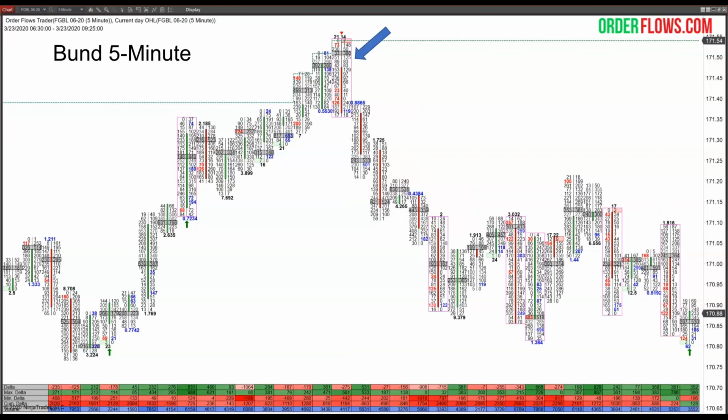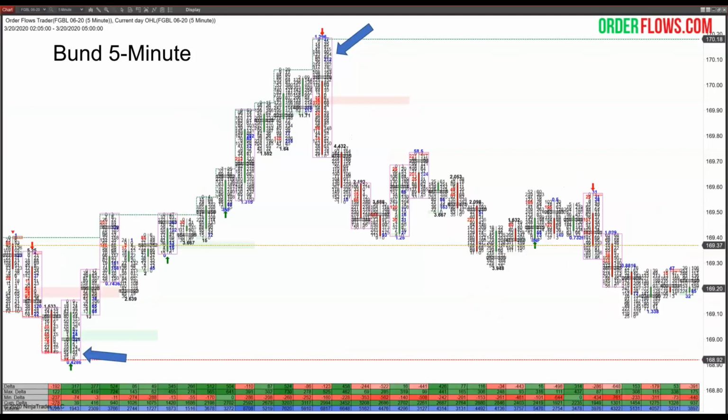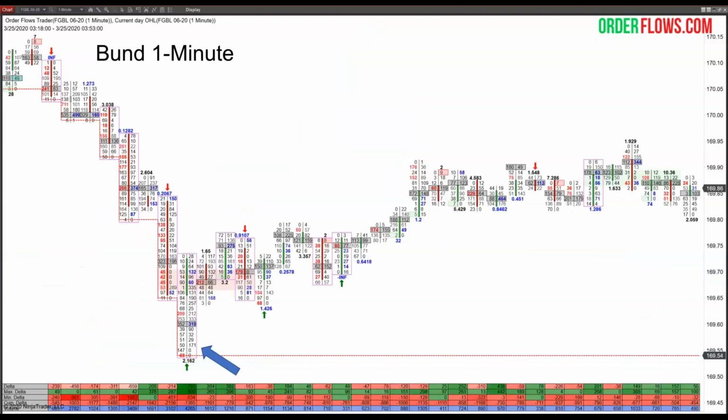All right, your high of the day, multiple selling imbalances coming in, and you got a nice 50 tick sell off here. Again, that's on a 5-minute chart. Another 5-minute chart. From your low of the day, you got your multiple buying imbalances to your high of the day, multiple selling imbalances, and then you sell off from your high of the day. I mean, it appears over and over and over.